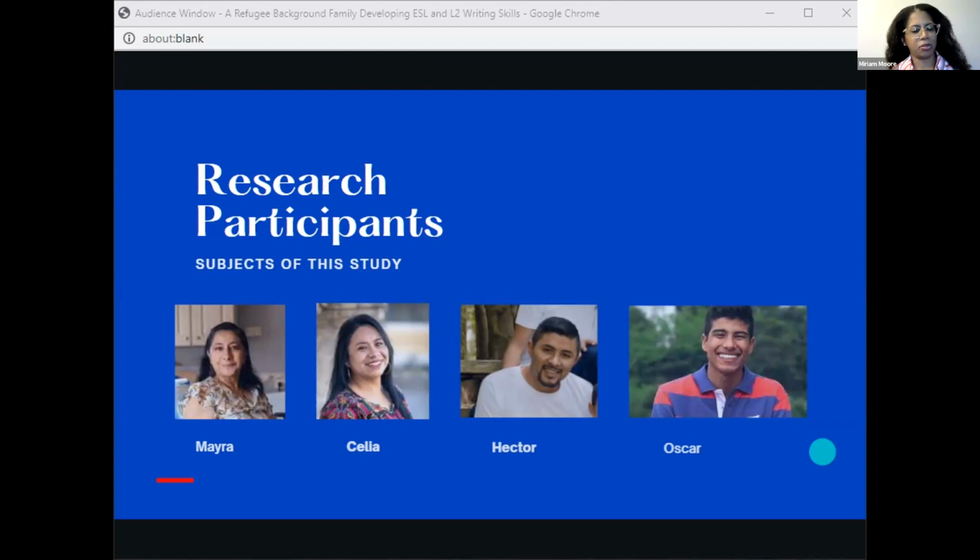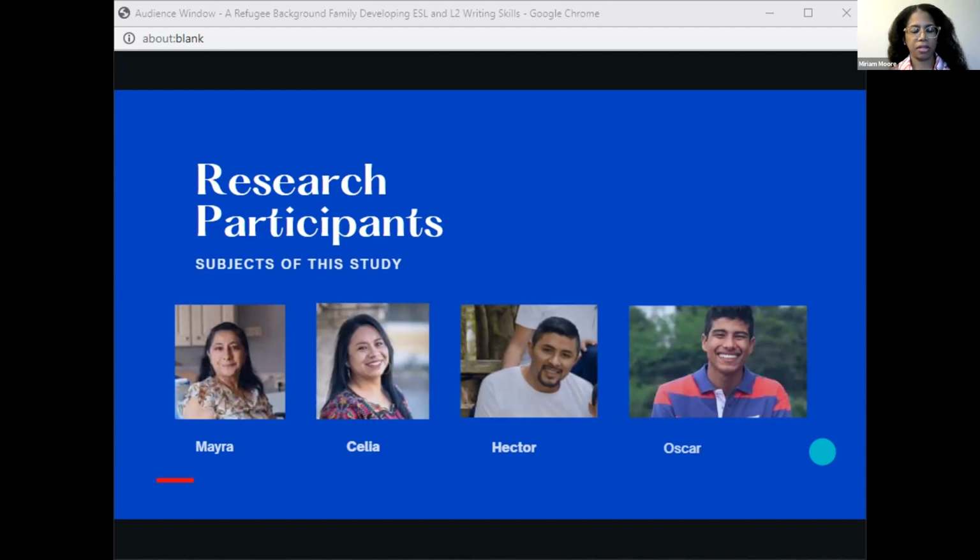These are not my actual participants. They're stock images from the internet. To protect their identity, I use pseudonyms and stock images. However, these do represent their gender and ages and their basic personalities.